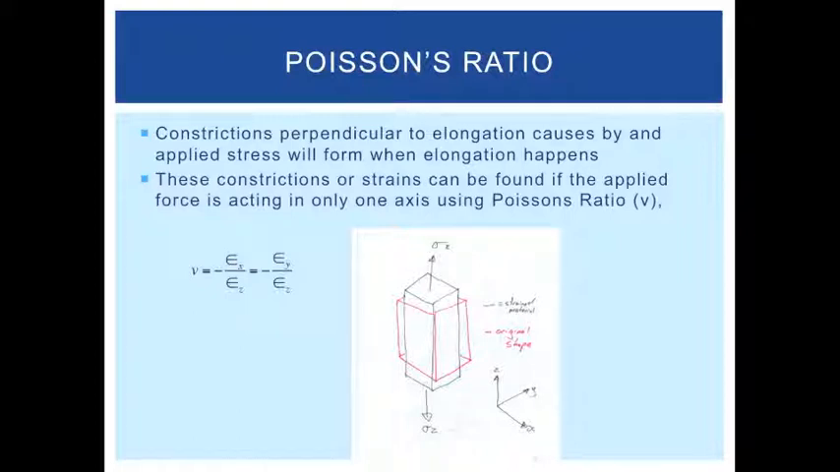Constrictions perpendicular to elongation caused by the applied stress will form when elongation happens. These constrictions or strains can be found if the applied force is acting in only the one axis using Poisson's ratio. Perpendicular constrictions can be shown in the diagram.